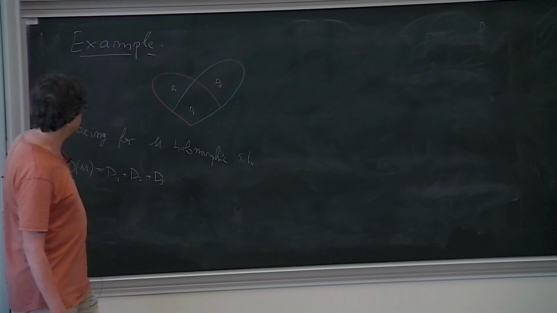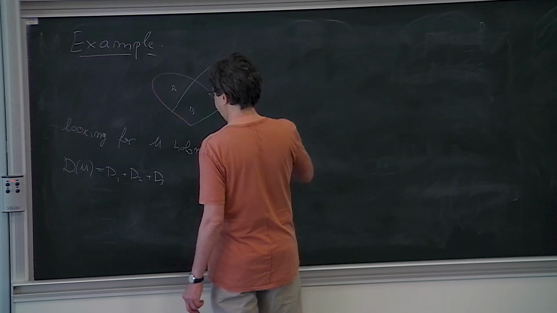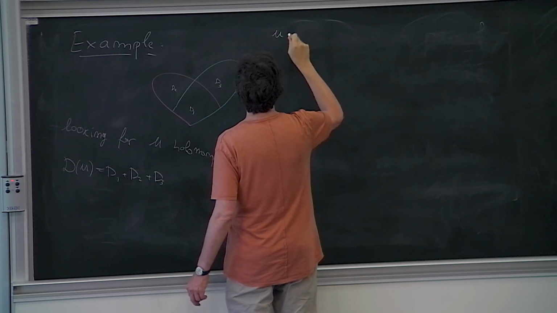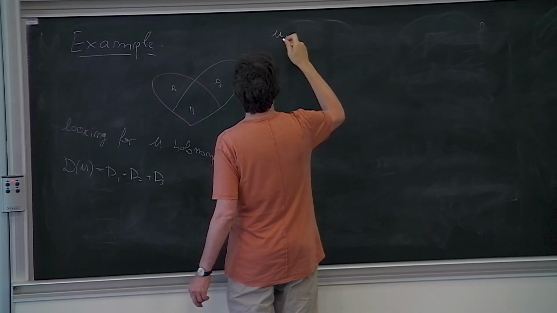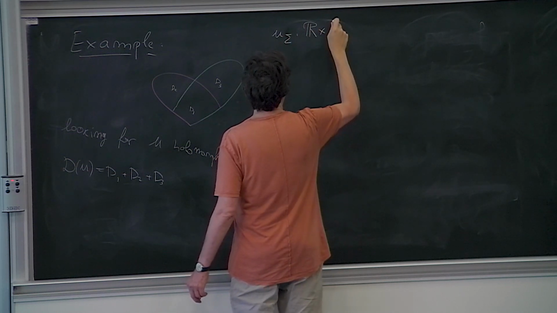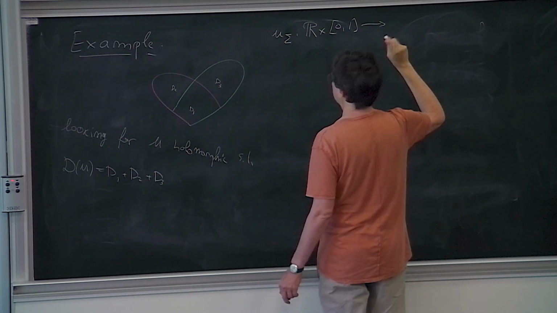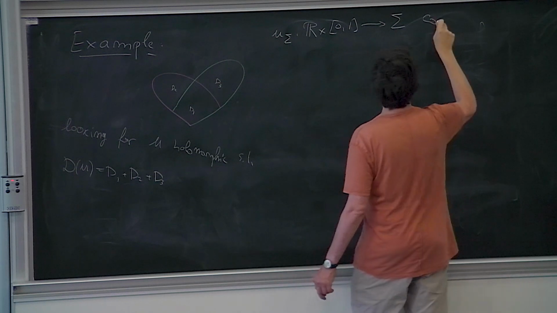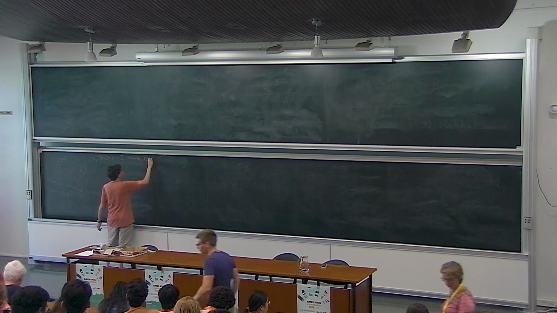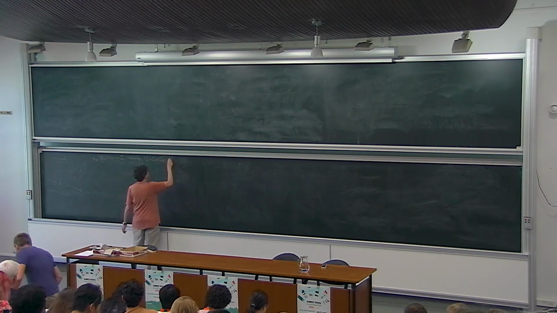And finding such a curve is the same as finding two curves, I mean, two holomorphic maps: U sigma from R times [0, 1] to sigma, covering D1 union D2 union D3 with degree 1.